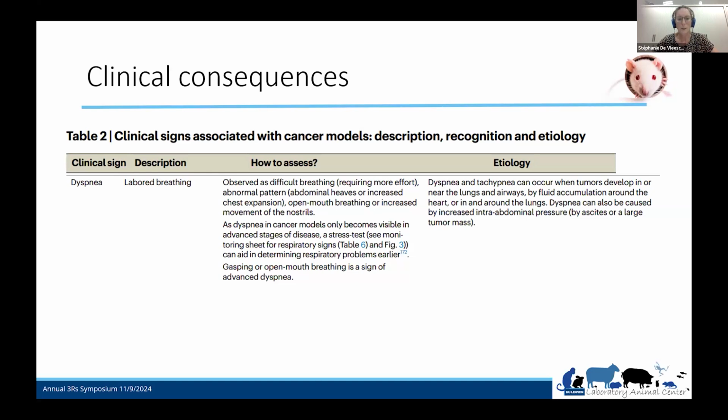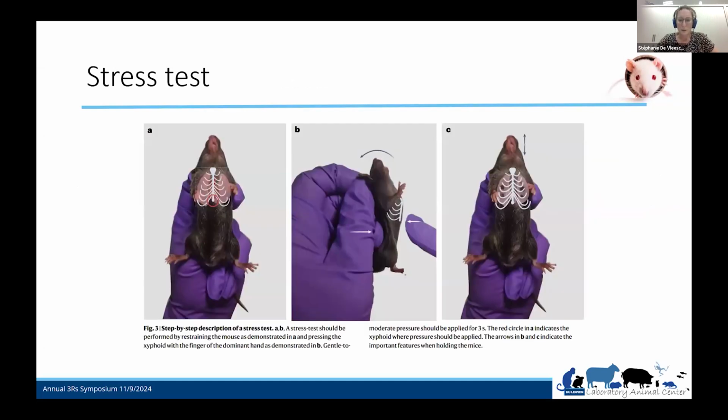How can you see it? You can see it as difficult breathing, but it often only becomes visible in advanced stages of disease. That's why we introduced, we did not invent it, we have modified it, a stress test. And this is what a stress test looks like. It's a very simple method you can use just when you want to assess. You don't need any equipment to do it.